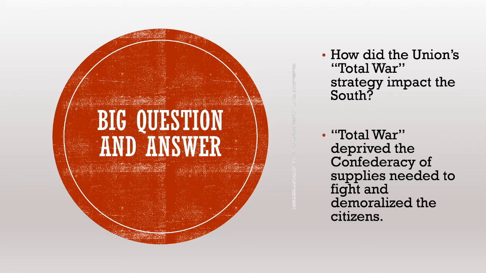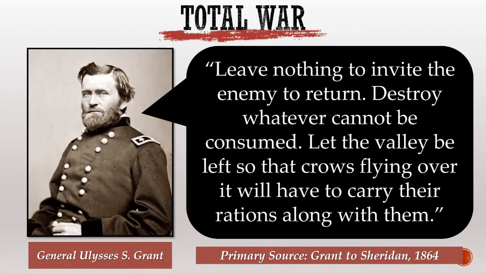This is a very big difference between the initial strategy of the Union, where it was all about let's just wound them economically. Now, with the demoralization of citizens, it's going to make the citizens not want to support the Confederate war. We have here Ulysses S. Grant back at it again. He's going to be talking to his fellow General Philip Sheridan.